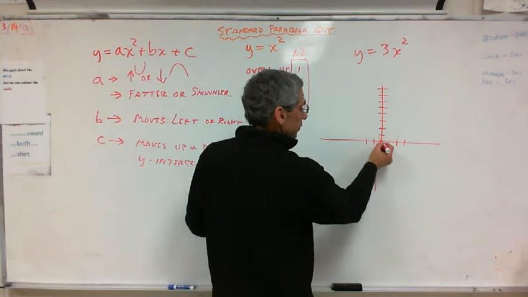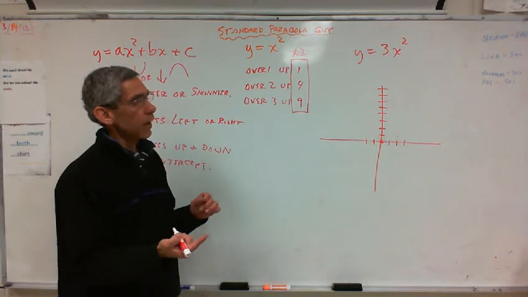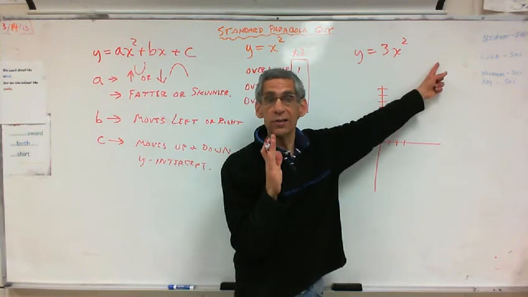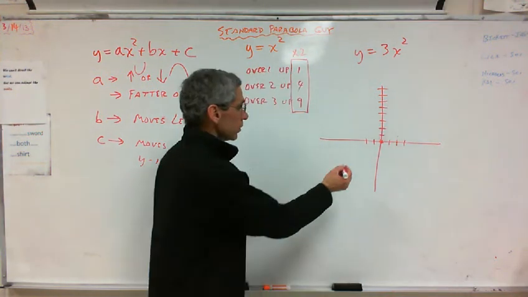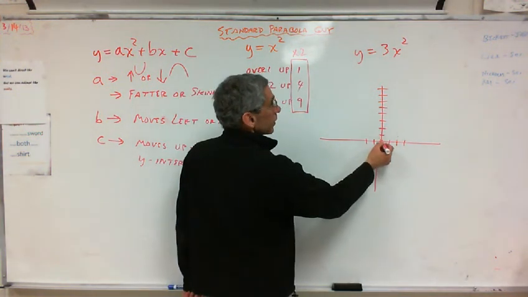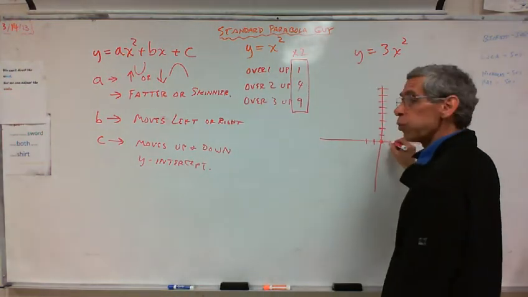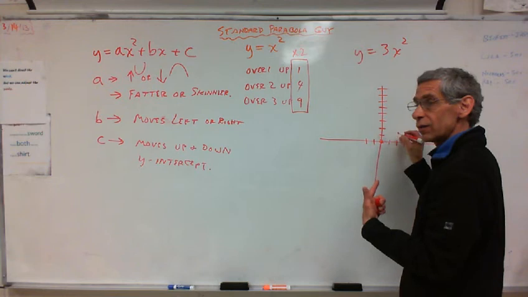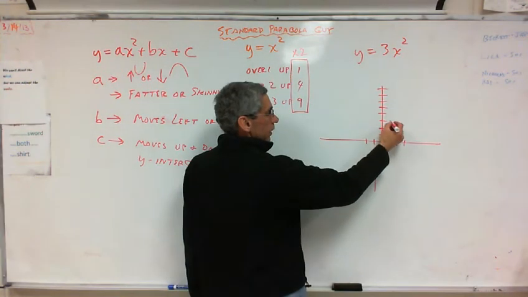Is that going to be my vertex there? Yeah, because b is 0, so that means I stay on the y-axis. C is 0, that's my intercept. At 0, it intersects. So that's my vertex. And then I go over 1, up 1 times 3. So now it's 3. So I go up 3. Over 1, up 3.